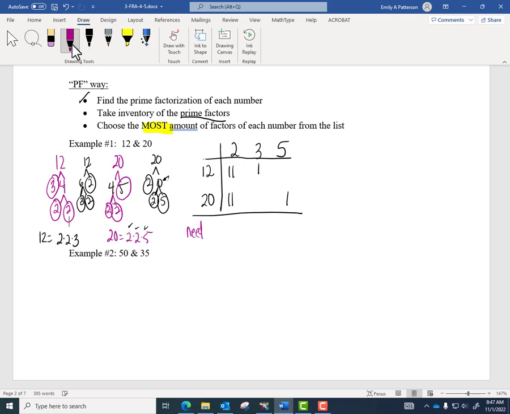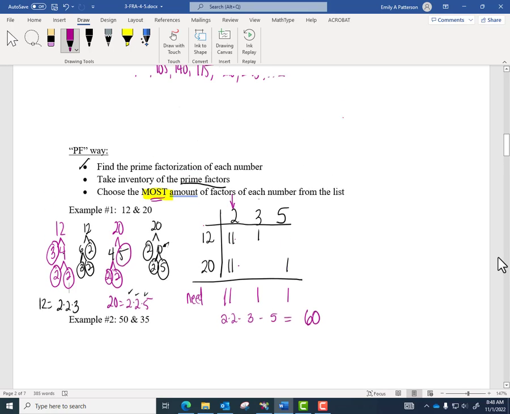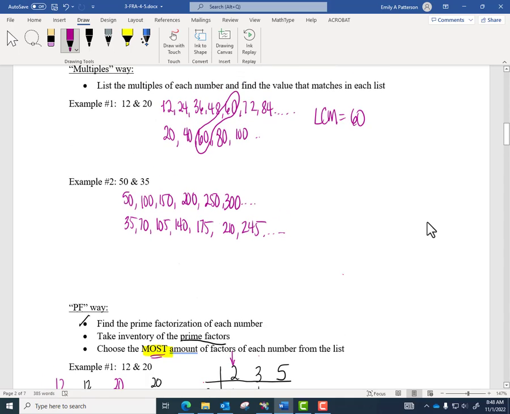So what I need is I need the most. So in my 2 column here, I've got 2 here and 2 here. And again, I need the most. So the most I see anywhere is 2. I have 1 3 in the first row. I have no 3s here, so the most I see is 1. And the most 5s I see in any slot is 1. So this represents 2 2s, a 3, and a 5. And when we multiply that straight out, I get 60, which is the same thing we got when we did it doing the multiples way.